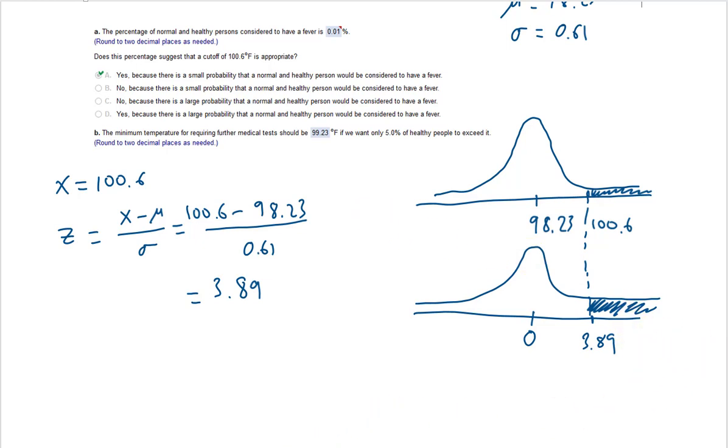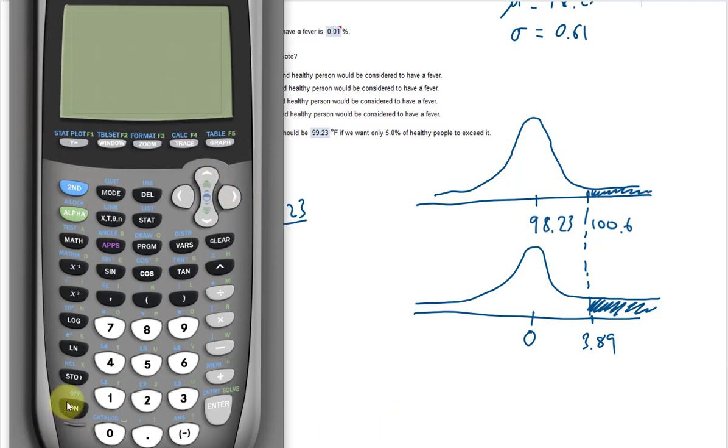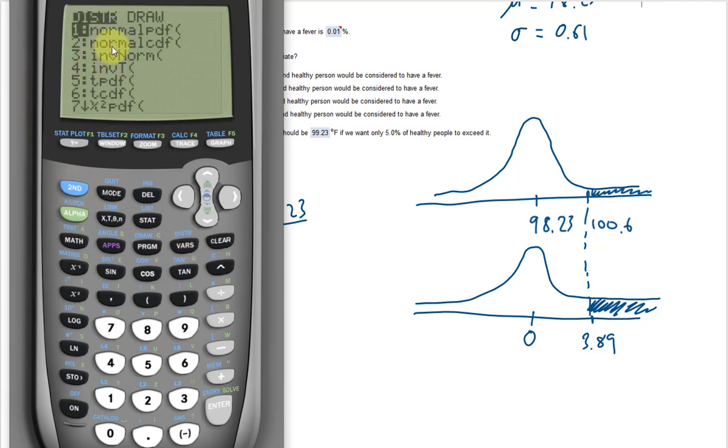So I'm using the TI-84. We are going to use the distribution menu, so second var to get the distribution. And we use the function normalcdf, enter. Okay, we know that the lower bound is the number 3.89. We are looking for the area, right? This area here. So 3.89 is your lower bound.